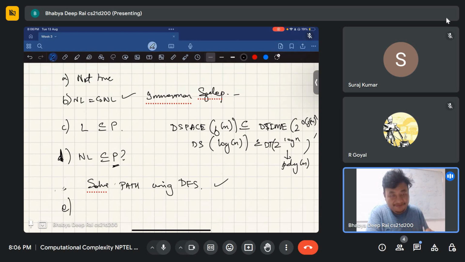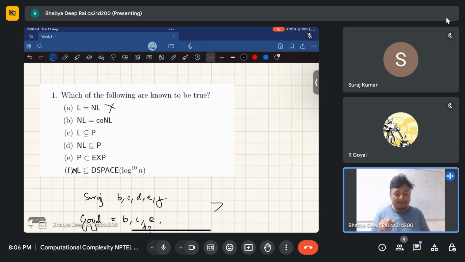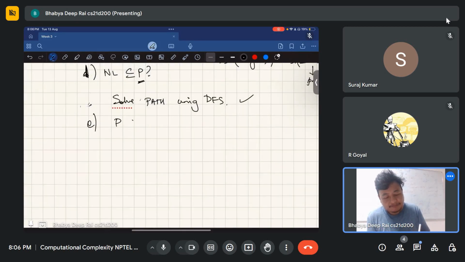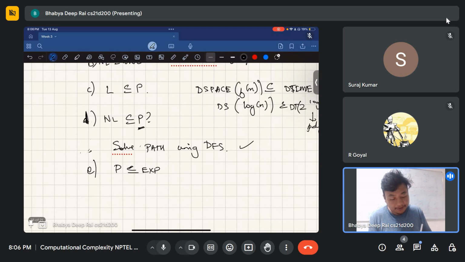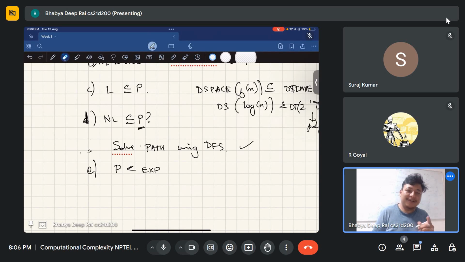Okay, so now we are nearing the end. E: P is contained in EXP. Let's see what you guys answer. Both of you said yes, P is contained in EXP. But remember, the question is not asking whether it is contained in EXP. That is trivial. Is it strictly contained in EXP? Can you tell why it is strictly contained in EXP?